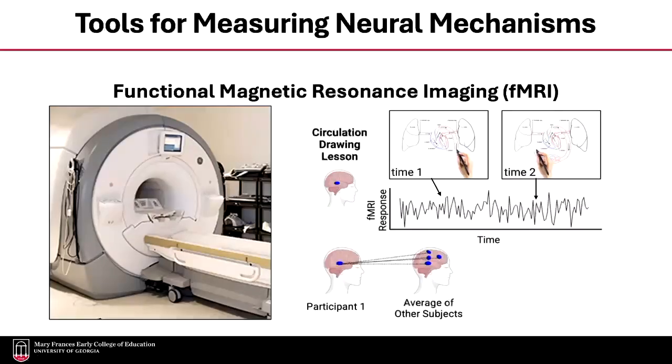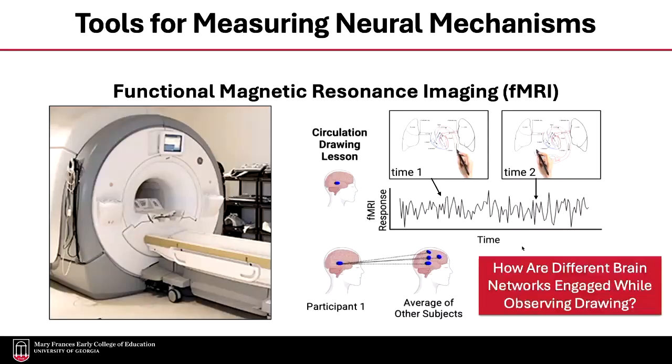Then what we can do is compare activity in this region in one person to activity in all the other regions, so thinking about different networks, across the average of other participants, and then do some fancy analyses to extract the specific way that these networks are involved. And so we can really ask the question, not just what is activated when you're watching drawing, but test hypotheses about how these networks are engaged with each other while we observe drawing.